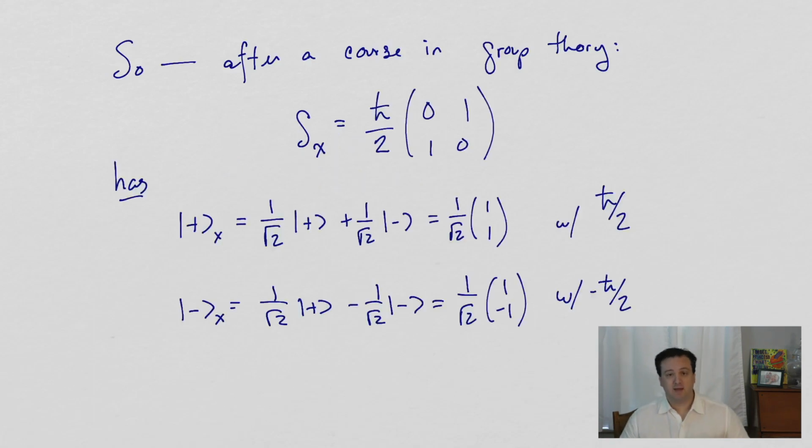And bada bing, in this system, I get two different eigenvalues, h bar over 2 and minus h bar over 2, which are the two values of the x component of the spin that I got from my Stern-Gerlach experiment.